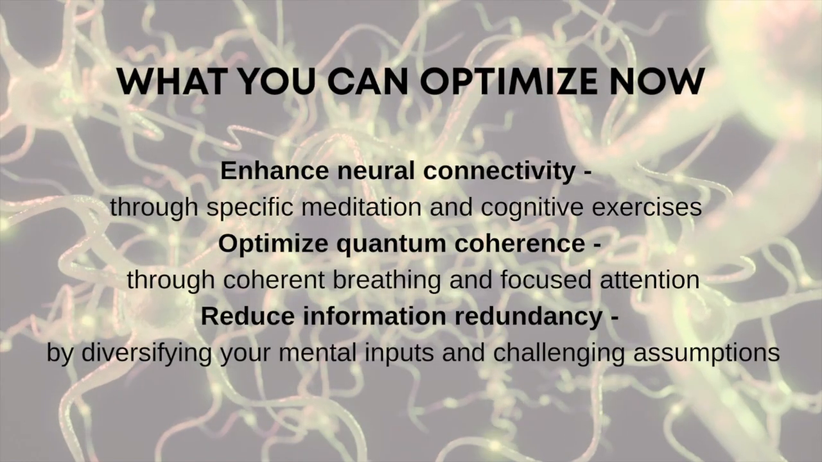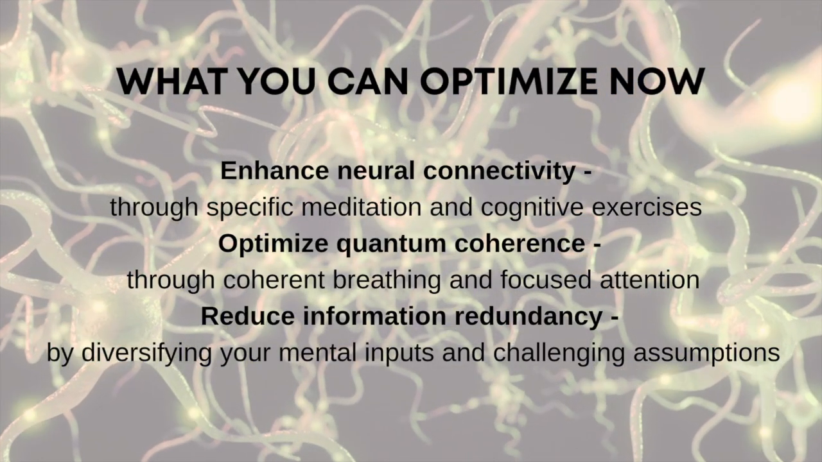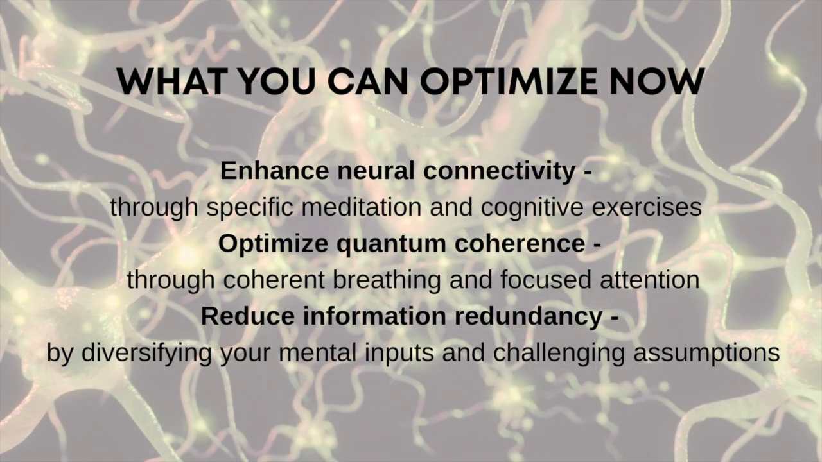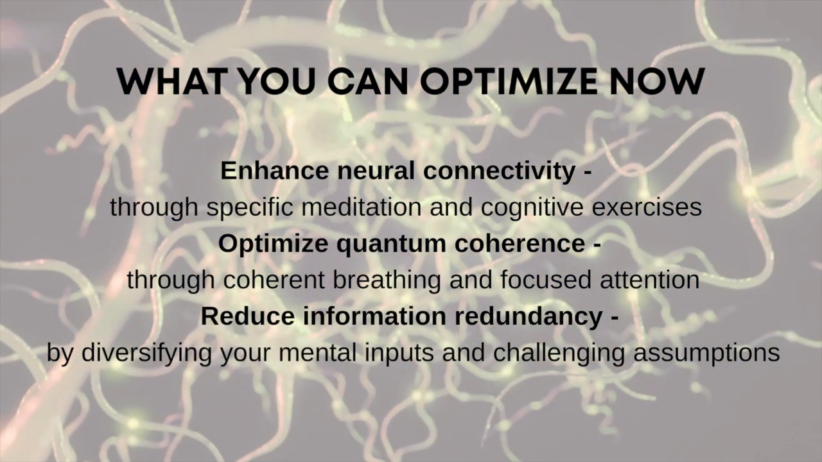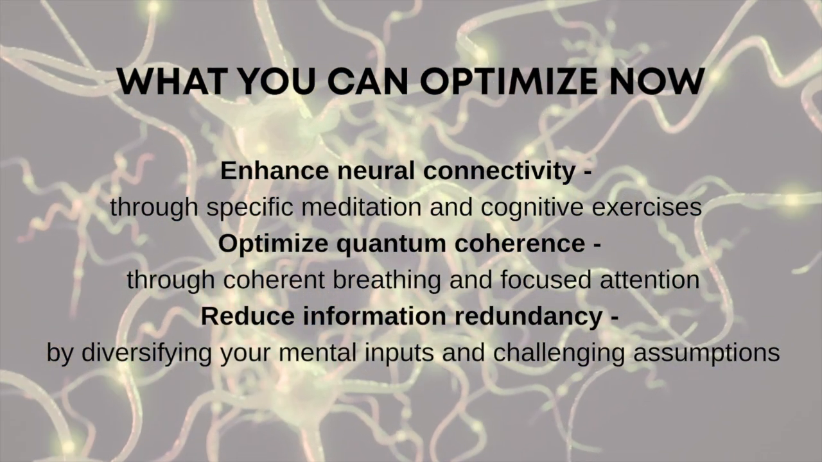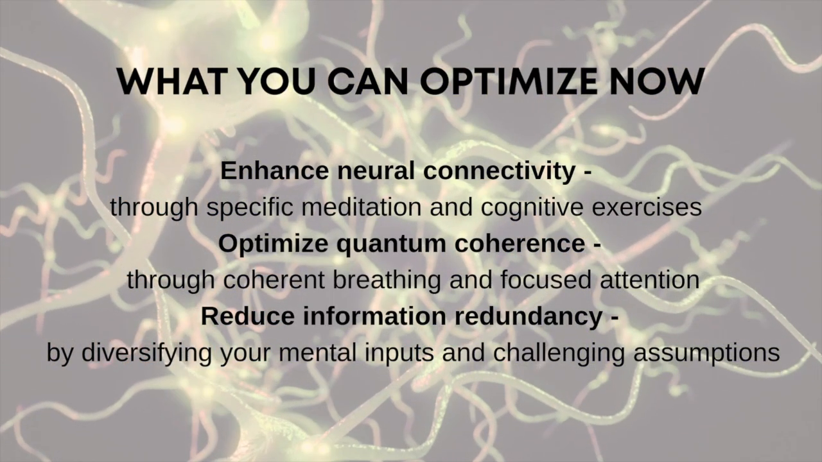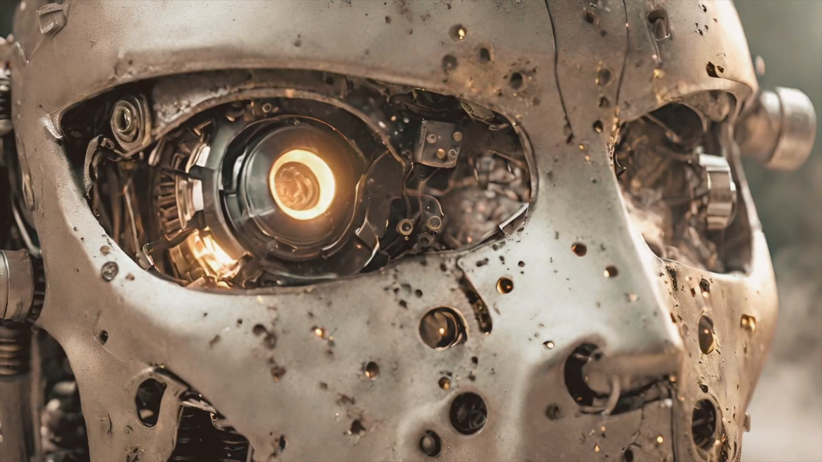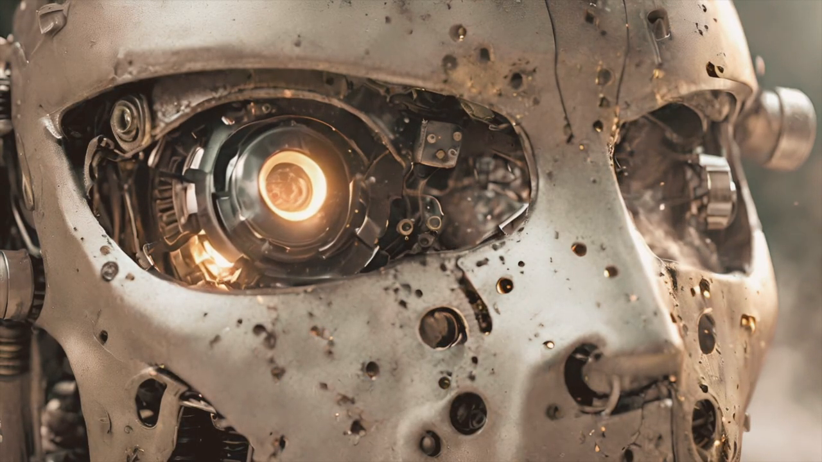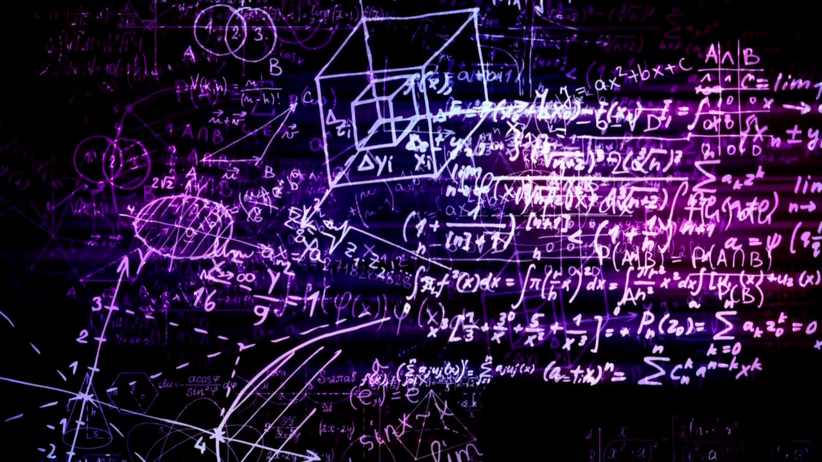Here's what you can do to optimize right now. Anything that enhances neural connectivity, meditations, cognitive exercises, as well as optimizing quantum coherence through focused attention and coherent breathing, and then reducing information redundancy by diversifying your mental inputs and challenging assumptions. The next series on mental mastering covers a ton of these techniques that I'm really excited to share with you guys. And the research is moving pretty fast.